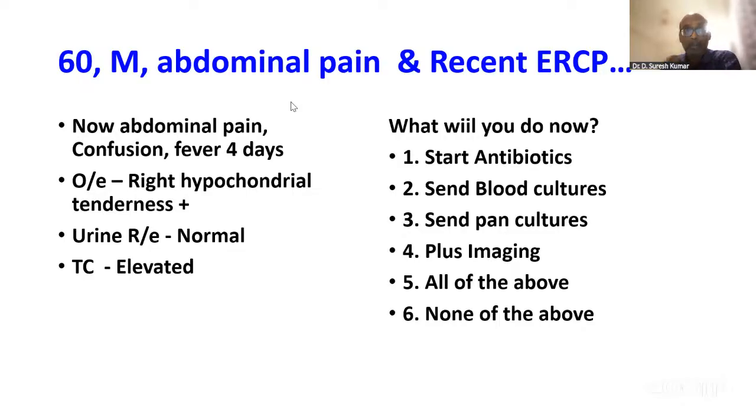So people are saying 1, 2, and 4. So they want to start antibiotics, they want to do the cultures, but not pan cultures, and they want to image also, and they say all of the above.